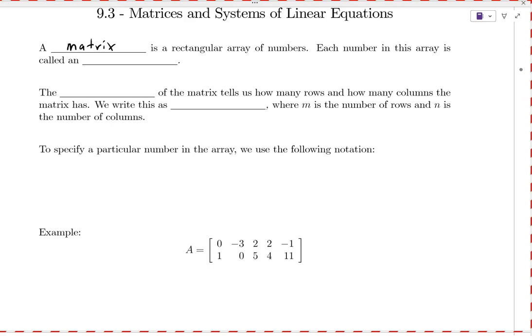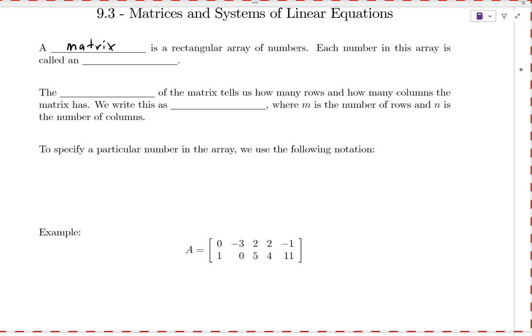The plural of matrix is matrices. Do not say matrixes, but matrices. Matrixes hurts my ears. It's kind of like saying vertexes. Oh, it hurts my ears. Vertices. Matrices. Okay, sorry. I'll get off my soapbox.